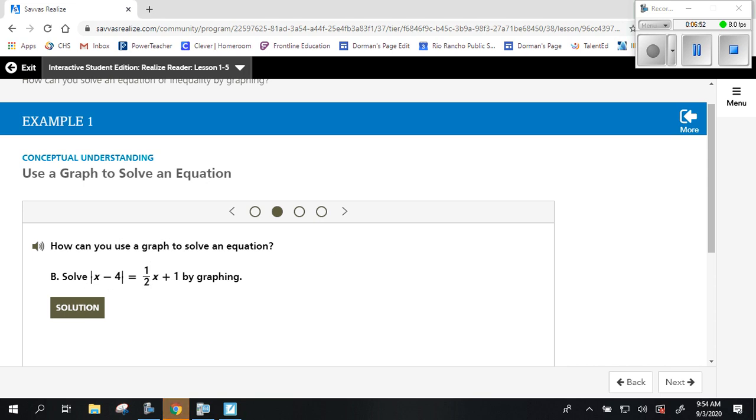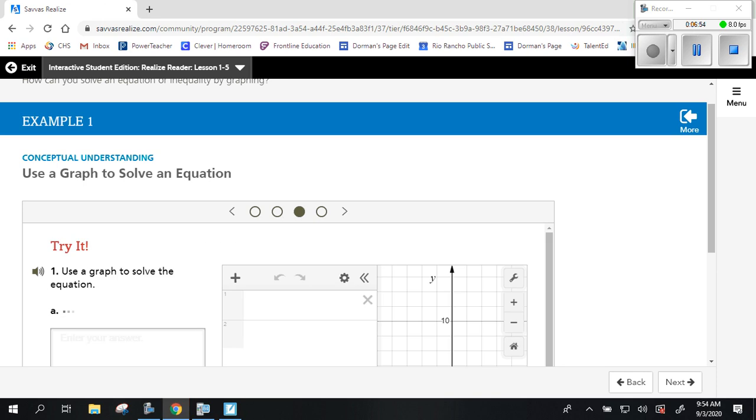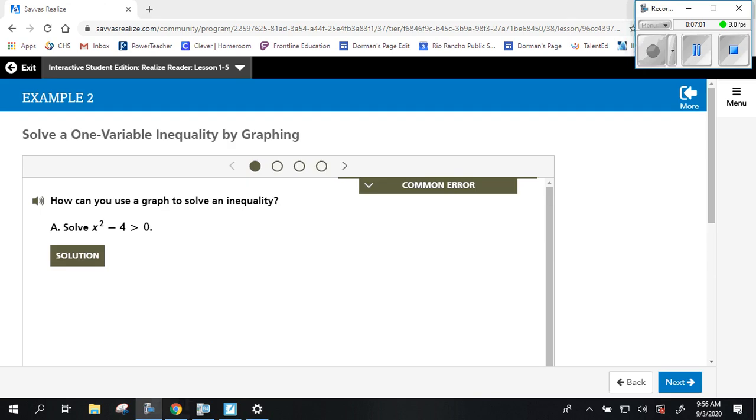So they're going to have us use the graph. We've already done this. We'll move on. So moving on, the next thing that we're going to do is use a graph to solve an inequality now. And I think it's really helpful to say what this thing is saying. It's saying, for what values of x is this quantity x squared minus 4 greater than 0?